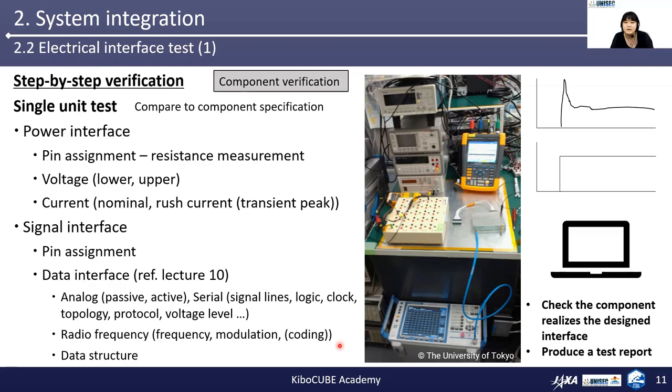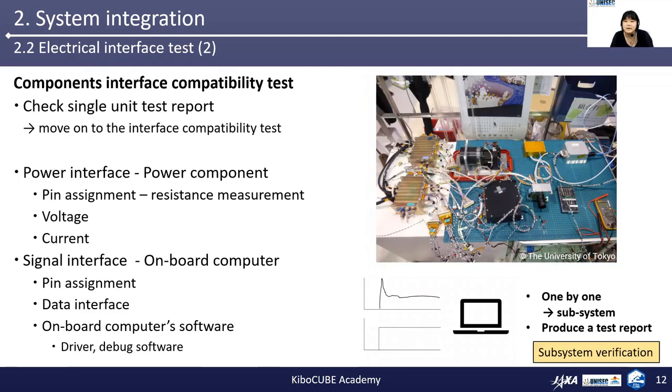The serial data tend to be received by a standard personal computer via a commercial converter. Here, making a test report is important in order to share the result with project members and related people. In this way, we can check if the component realizes the designed interface. After checking the single unit's validity, the interface compatibility test is conducted. It is a part of subsystem verification.